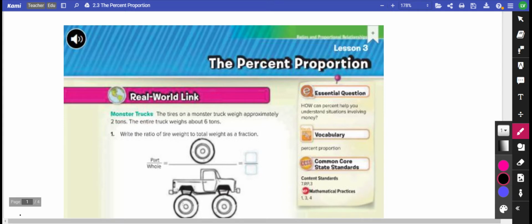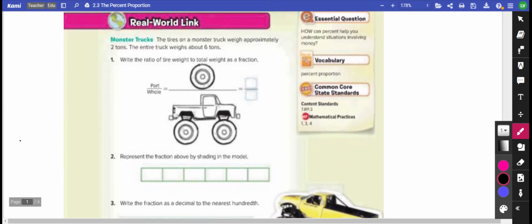The tires on a monster truck weigh approximately 2 tons. The entire truck weighs about 6 tons. Write the ratio of tire weight to total weight as a fraction. So the part is the tire weight, and we know that the tires altogether weigh approximately 2 tons. Now the whole truck weighs about 6 tons. So that's 2 to 6.